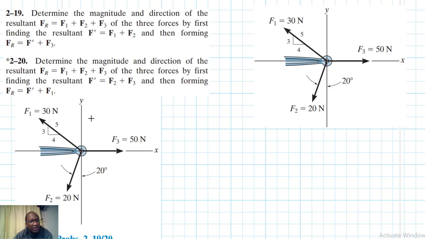In the second case, we are to change the order. F prime should first be equal to F2 plus F3, and then later on FR should be equal to F prime plus F1. Of course, there are several methods to solve this, one of which is to use the components, where we draw the table F1, F2, F3, and then we have the resultant.